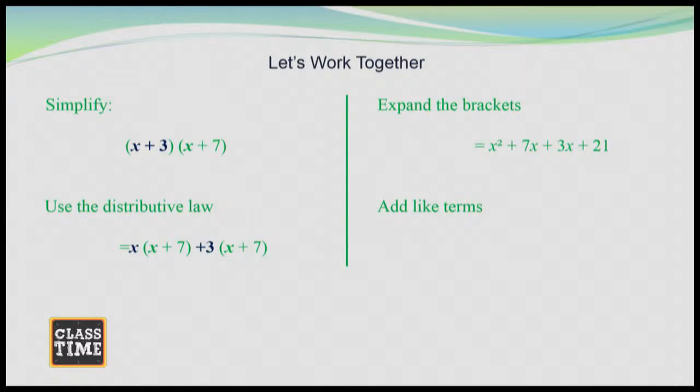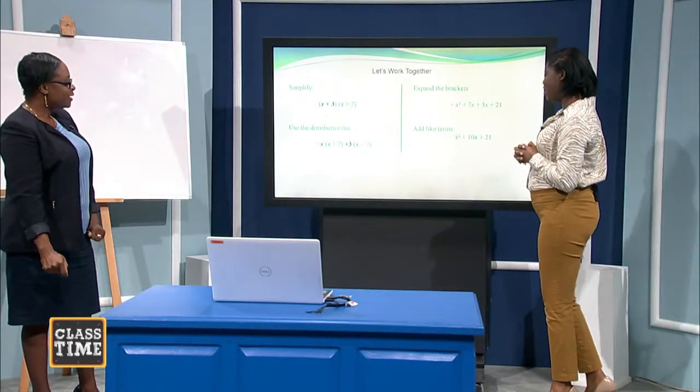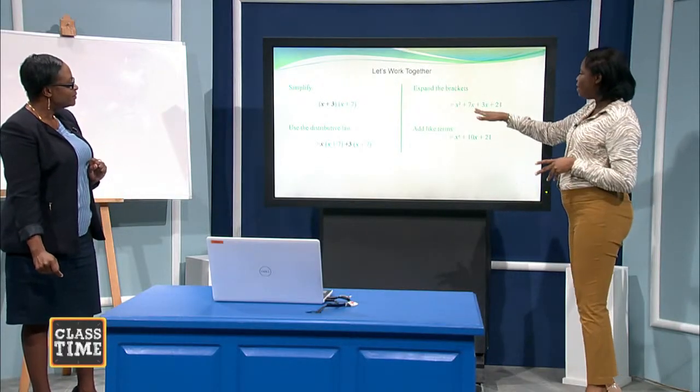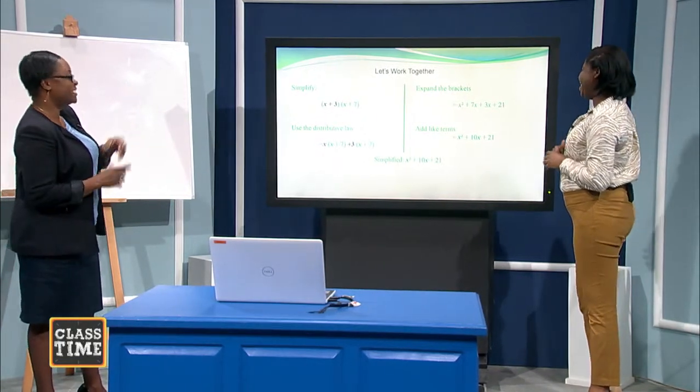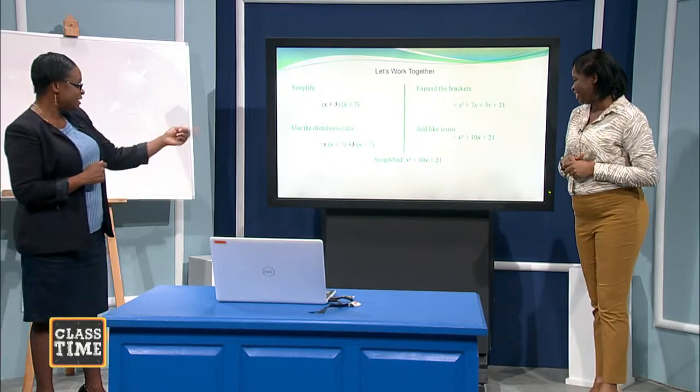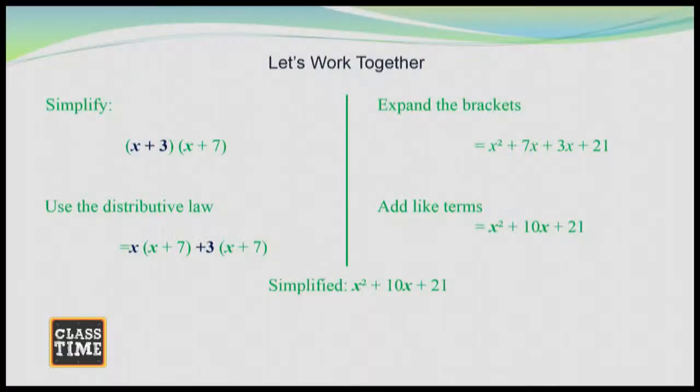And I'm seeing that 7x and 3x are like terms because they share the same variable and they have the same degree or exponent. Very good. I see you have caught on to that concept. Yes, I'm learning very quickly. And 7 plus 3 would give us? Yes, 10. 7x plus 3x would give us 10x. And so the simplified term for the binomial multiplication would be x squared added to 10x added to 21.